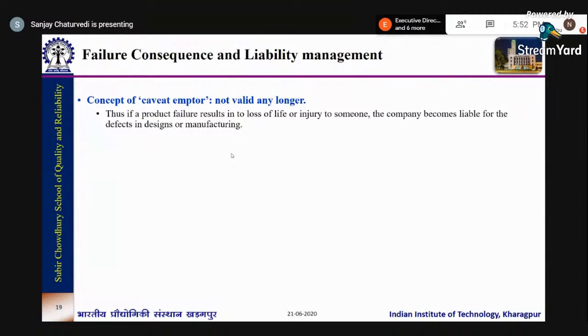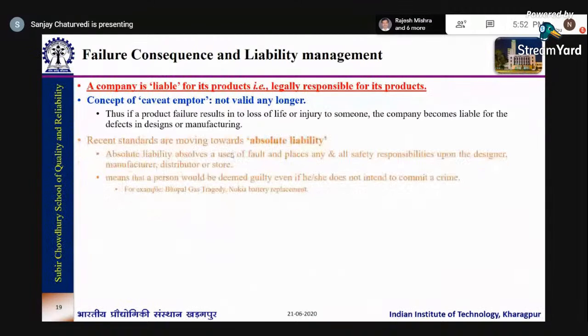A product failure results in liability to someone; the company becomes liable. A company is liable for its product and legally responsible for its products. Secondly, recent standards are going towards absolute liability. Absolute liability means that even a person, a designer, or a company head can be liable to bear the damages because of any failure and its consequences.